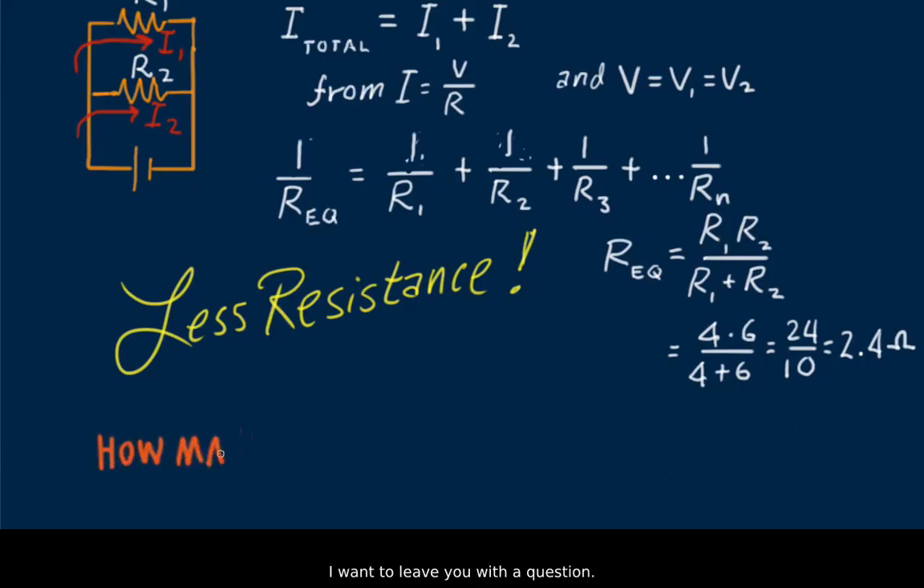I want to leave you with a question. How many 4 ohm resistors must be connected in parallel to create an equivalent resistance of 1 ohm?